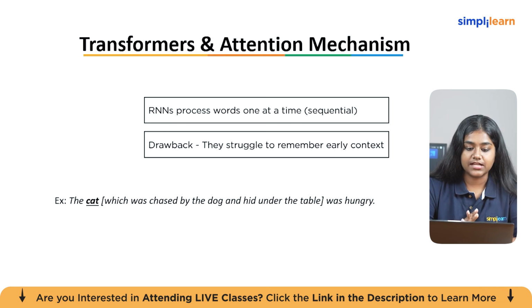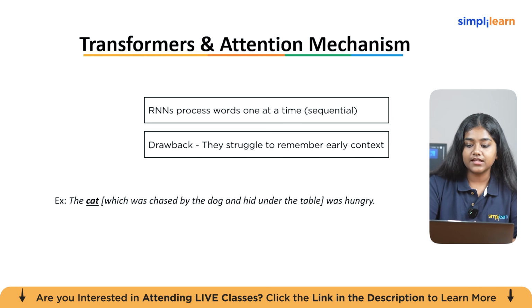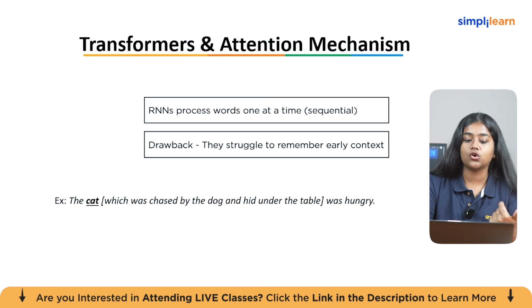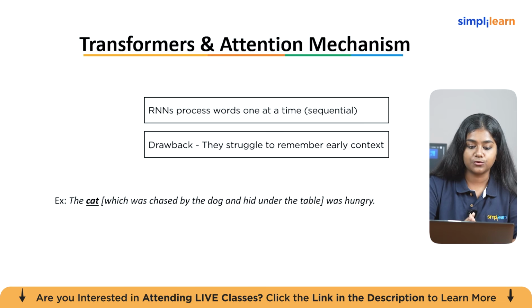So take the sentence: the cat which was chased by the dog and hid under the table was hungry. When the RNN reads this sentence, it forgets what the sentence is about by the time it reaches the end. By the time it reads the word hungry, it forgets what the cat was. Was it singular or plural? So it replaces the word was with were, and similarly for plurals. That was the drawback of RNNs.